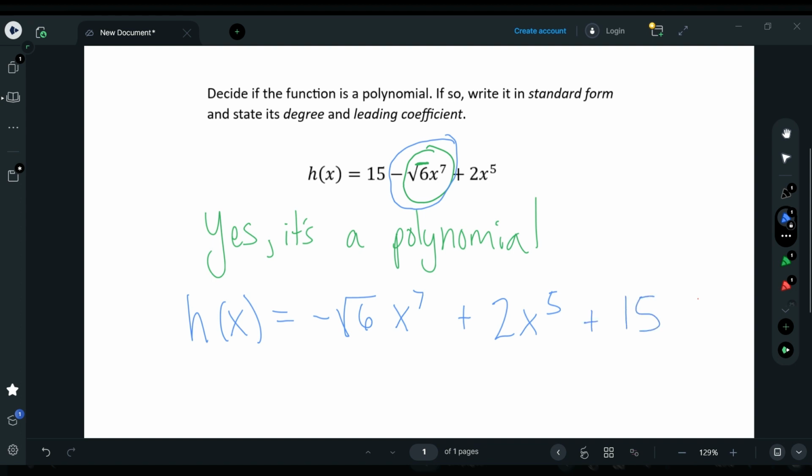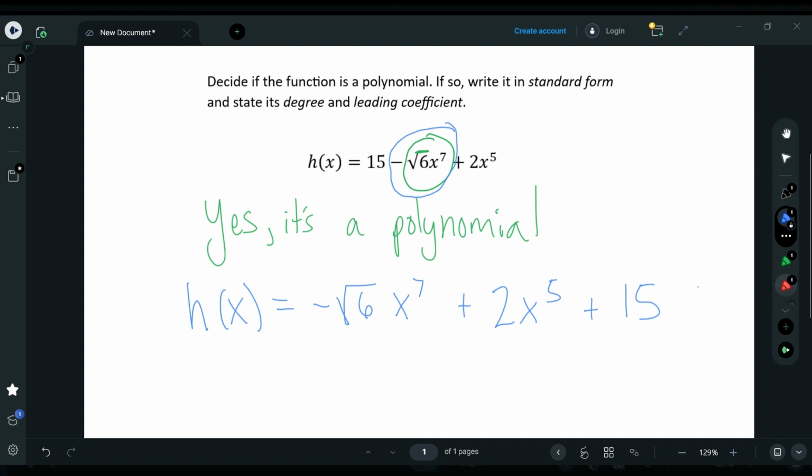Here it is. Here's our function h of x in standard form. And to identify the degree and the leading coefficient, well, at this point, it's pretty easy because we know our biggest exponent is a 7. That means our degree is a 7.